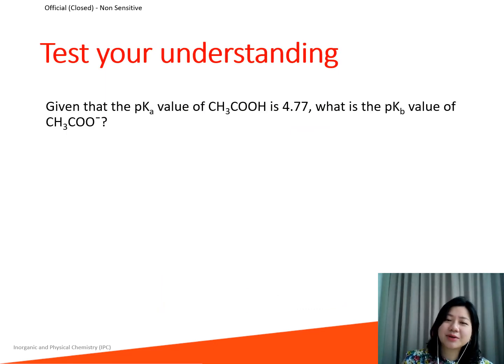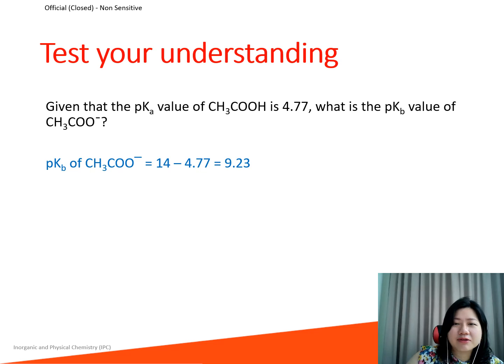So coming back to the question, given that the pKa value of CH3COOH is 4.77, what is the pKb value of CH3COO-? Press pause to try the question yourself, then press play to view the answer. Since we know that pKa plus pKb equals 14, we can calculate the pKb of CH3COO- by taking 14 minus 4.77. The answer is 9.23.